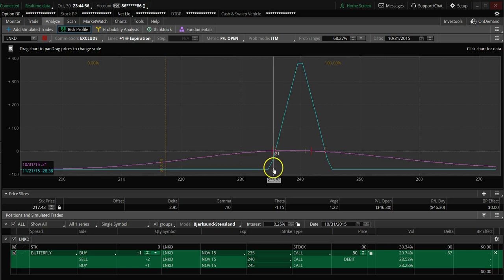So if it finishes anywhere between 235 and 245, we can tend to profit on this trade. And our risk graph pretty much will tell us how much we will make depending on where it is. The goal of a butterfly is always to have it expire right in the middle. That's called your bullseye.